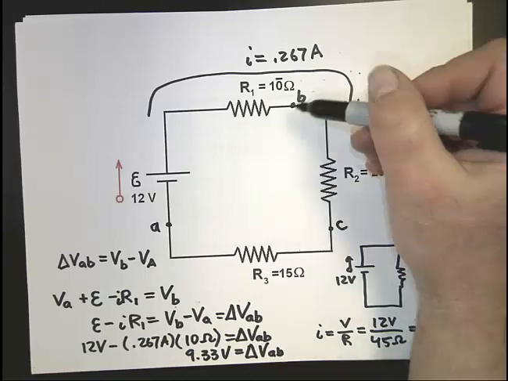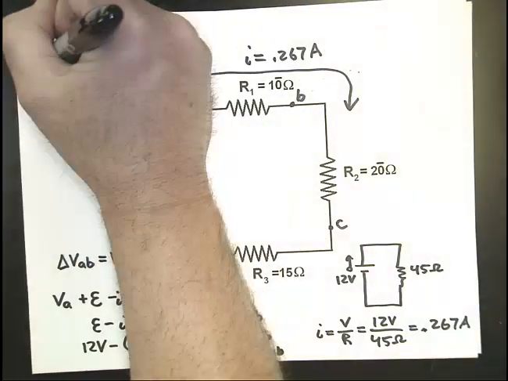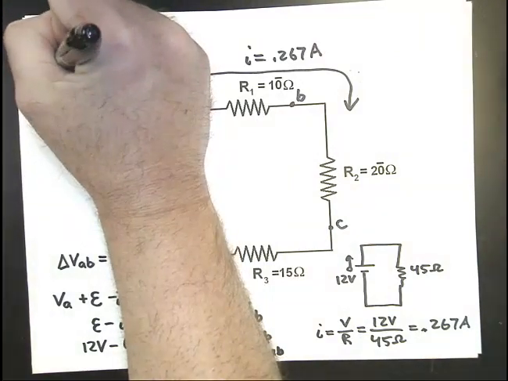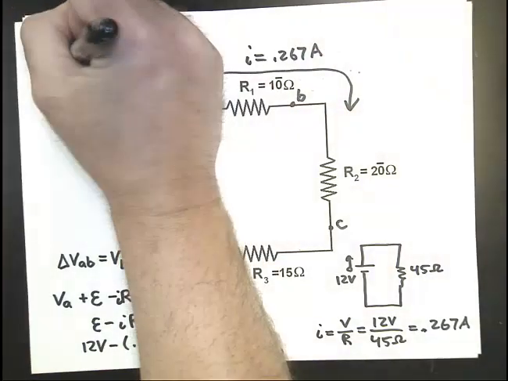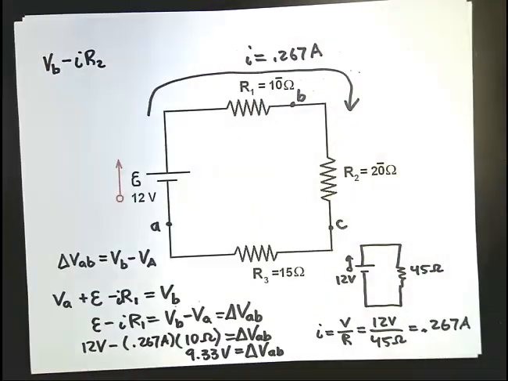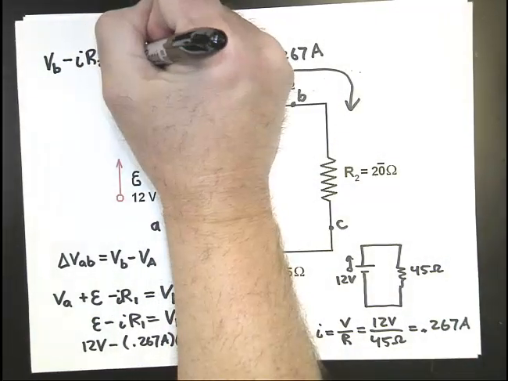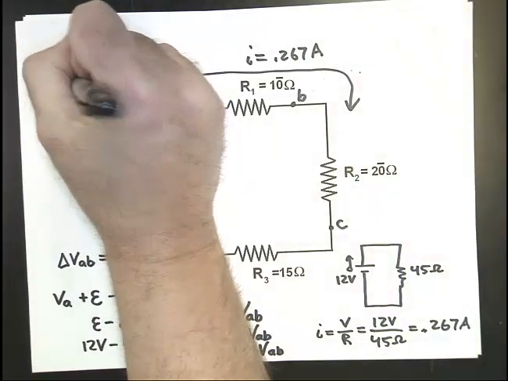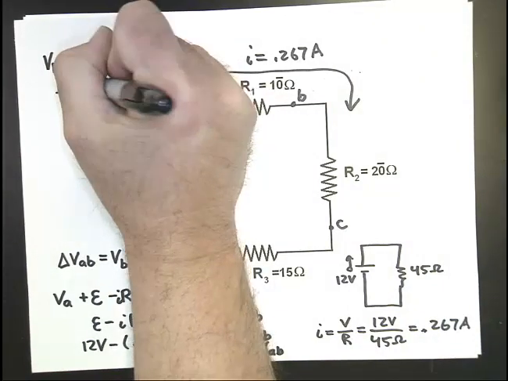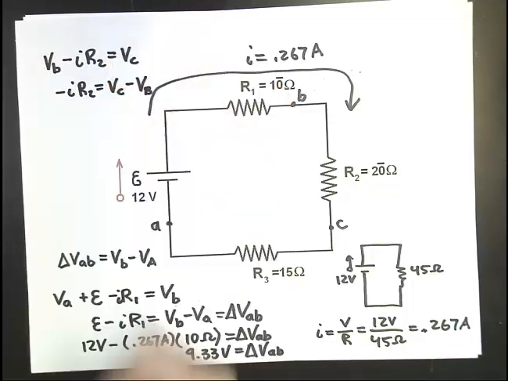Okay? If you're going to find the potential, say, between B and C, you do something similar. You say VB, work your way around. Oh, we're going through a resistor. Call it IR2, the potential drop across it, equals V at C. Okay? So minus IR2 is going to be the potential difference between BC and VB.